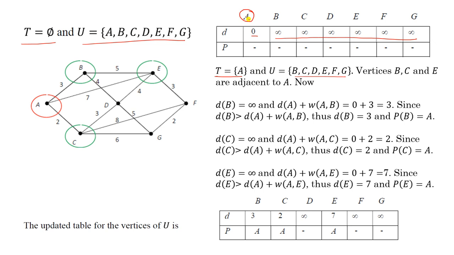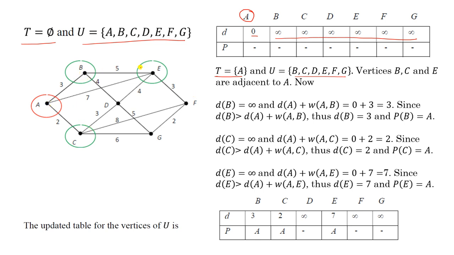Now we have to find the adjacent vertices of A. Adjacent vertices of A are B, E, and C. Here if you see, red color is used to represent the selected vertex, and green color is used to show the adjacent vertices of the selected vertex. So B, E, and C, these are adjacent to A.